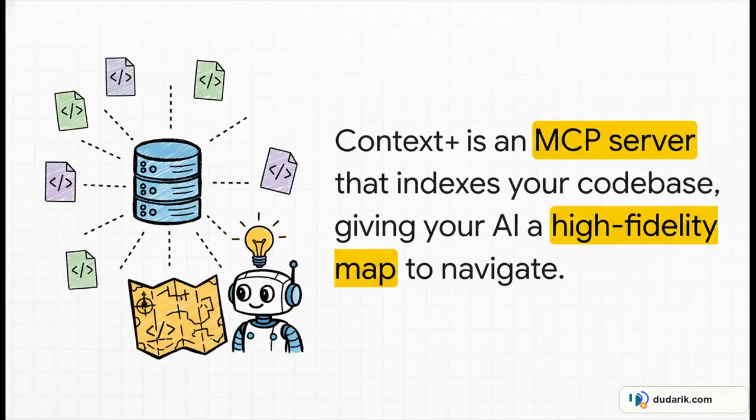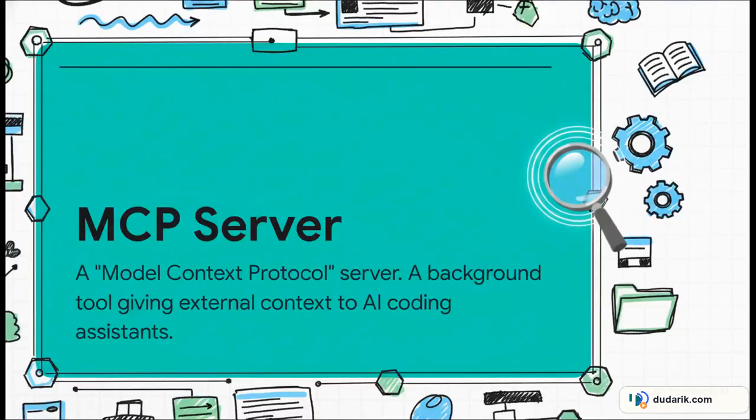Now, what's really important to get here is that Context Plus isn't some new AI model. Think of it more like an indexing engine. It scans your entire project, every symbol, every call site, all the relationships between files, and it builds this super detailed map. So when your AI needs to find something, it doesn't just start reading files at random, it just asks the map.